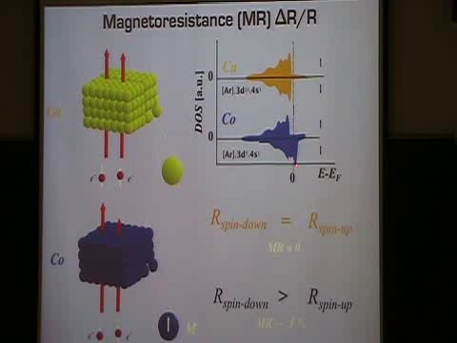And so, as I mentioned earlier, if you apply an electric field, you'll get a flow of current, but there will be a difference in the current between electrons aligned with the magnetization and electrons anti-aligned. In general, the minority electrons have a larger resistance than majority electrons.